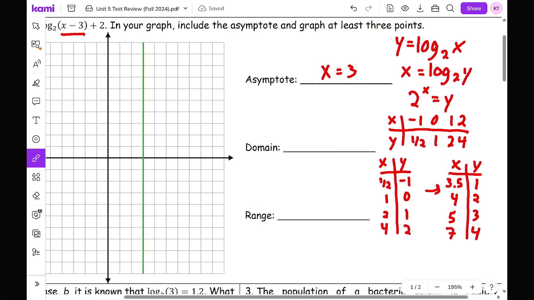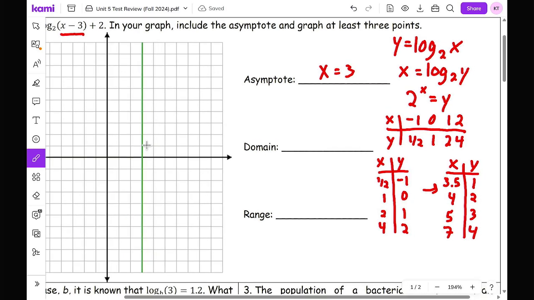So again, I'm going to go ahead and plot all of my points. So I'll have one right here. I'll have one here, one here, and then lastly, I'll have one at 3, 4, 5, 6, 7, up 4 here. So then my log function should look something like this.